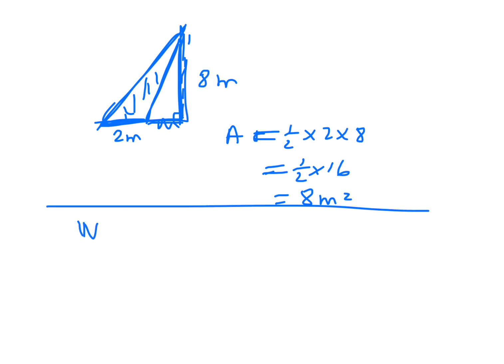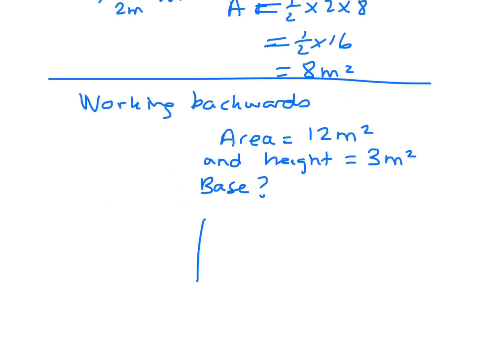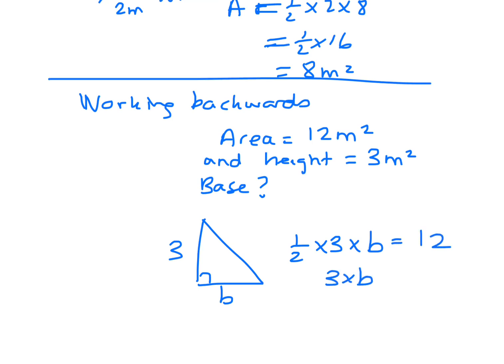And finally, I just want to give you another, like a working backwards, because I think it's a good habit to get into. If the area of a triangle, say, was 12 meters squared, and the height was 3 meters, find the base. Okay, so we have a triangle, the height is 3, the base, and we go 1/2 times 3 times the base will equal 12.